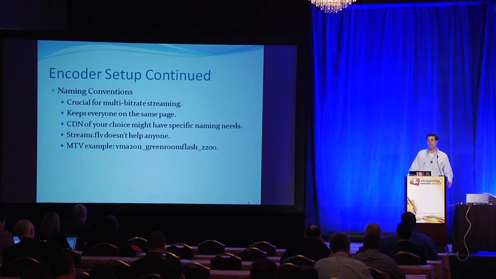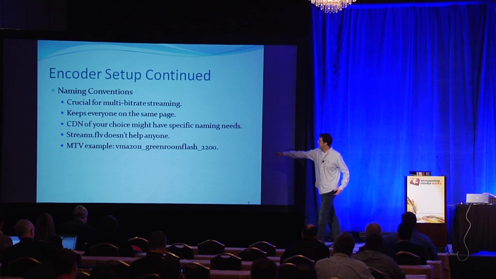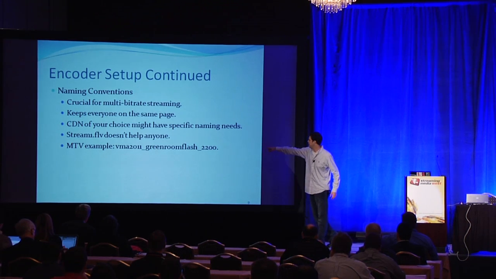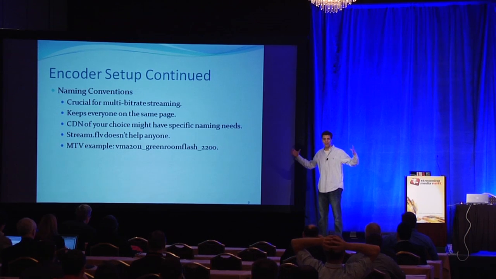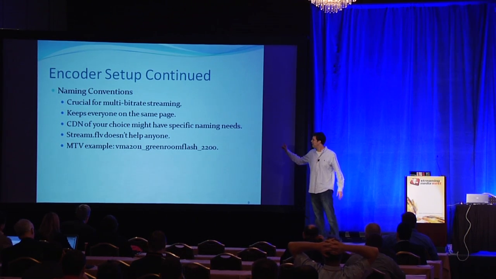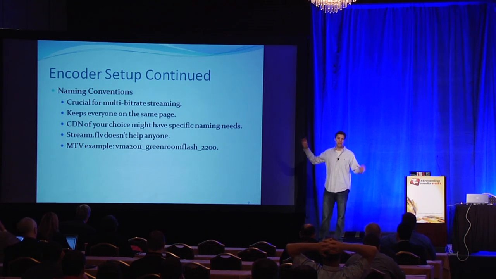The naming convention will save your life in a big, complicated show when things aren't going well and it's the day before, and people are running around. You need naming conventions. Let me walk you through the one that I have here. It's VMA 2011, it's the bottom thing, underscore greenroom flash underscore 2200. It's slightly cryptic. I don't have an infinite amount of characters to work with, but VMA 2011 is the Video Music Awards from 2011. I now know what event we're talking about.